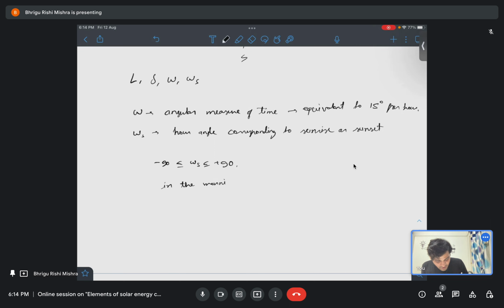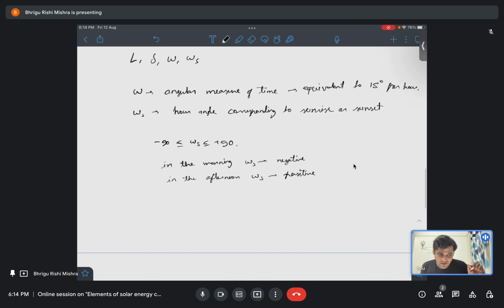in the morning omega s is negative, in the afternoon omega is positive. But you will find different sign conventions in different books, so you just have to stick with one sign convention whatever you use. Make sure that the other sign convention will also be according to that.